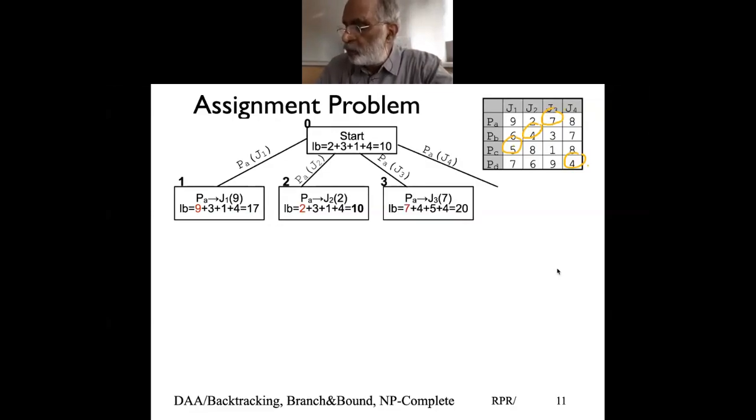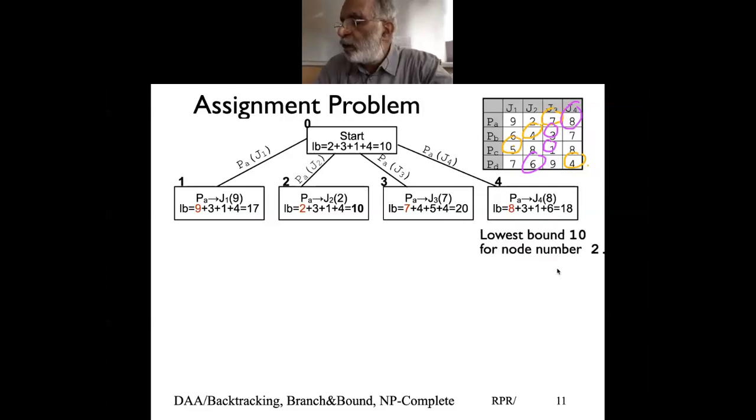And person 1 does job 4, the minimum happens to be 3, 1 and 6. So you get 8 plus 3 plus 1 plus 6, which is 18. This is what we get. Now you look at among these, so far my lowest bound was 10. I have got 4 possible paths. My lowest bound is still 10 among the 4.